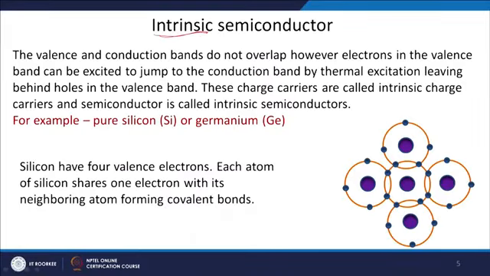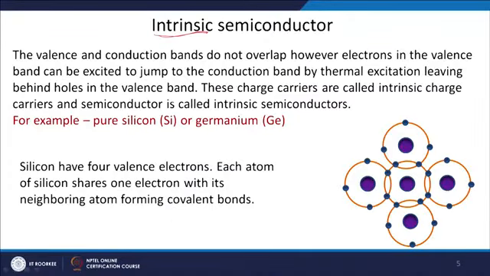Okay. So, in case of a semiconductor, the valence and conduction bands do not overlap. However, electrons in the valence band can be excited to jump to the conduction band by thermal excitation, leaving behind holes in the valence band. So, when the electron goes from the valence band to the conduction band, it leaves behind one hole in the valence band, and that hole can be considered as a positively charged particle, and the electron is of course a negatively charged particle. So, these charge carriers are called intrinsic charge carriers, and the semiconductors are called intrinsic semiconductors.